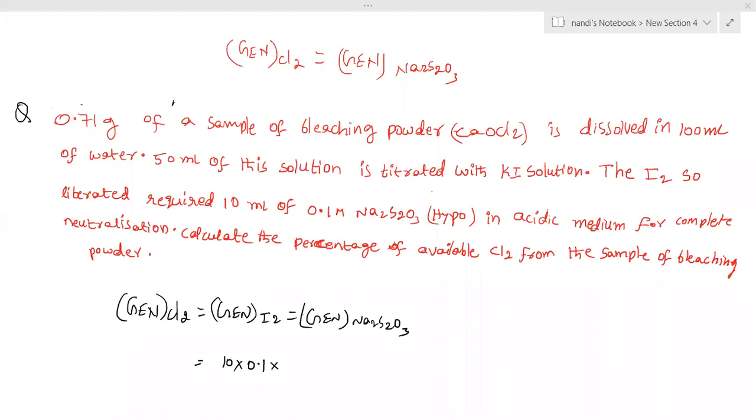Hypo solution only is used to titrate with I2. There is no other standard solution in the laboratory which can react with I2, so we can't take other solutions. Na2S2O3, in fact, I told that one. Yes, sir, the answer is 10%. Very good, Ashwin. Good.